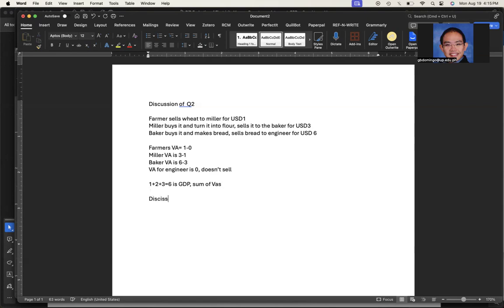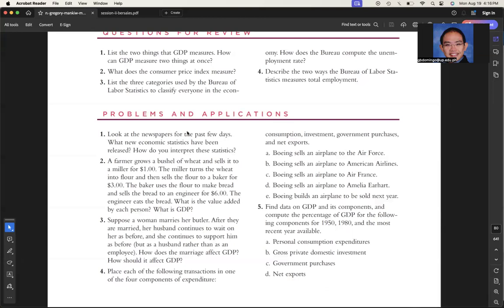So discussion of question 3. So this is interesting. Suppose a woman marries her butler. After they are married, her husband continues to wait on her as before, and she continues to support him as before, but now as a husband rather than as an employee. How does the marriage affect GDP? Okay. So this is a fun one, and maybe we will talk about this when I get back.